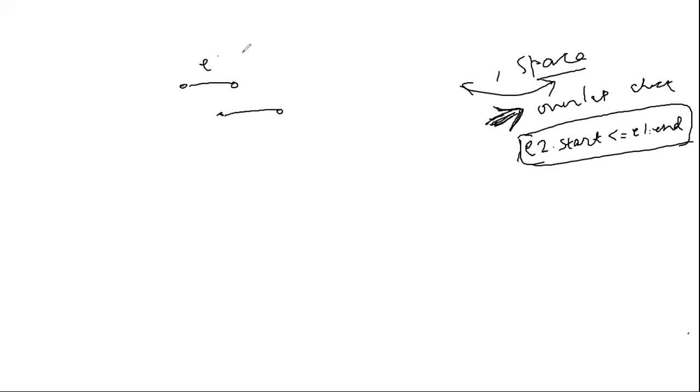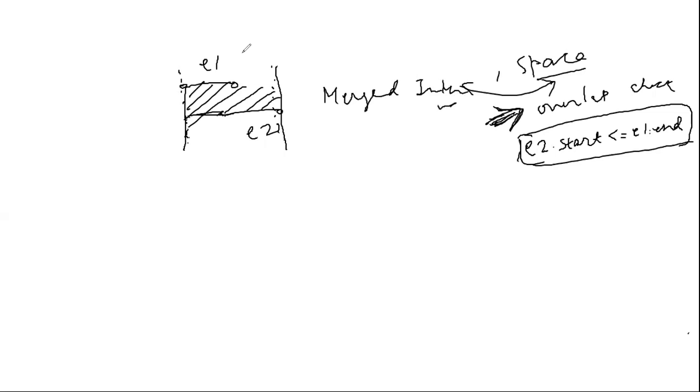So E1, E2. What's the intersection? We already know. The other thing I could be interested in is union, or let's call it merge. So what I'm saying, this entire thing, you can call it a merge interval, or union of two intervals. So now you will again derive the same thing.